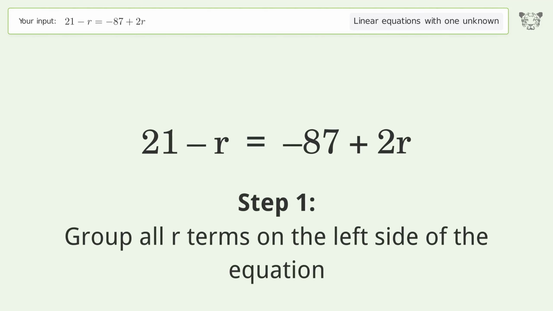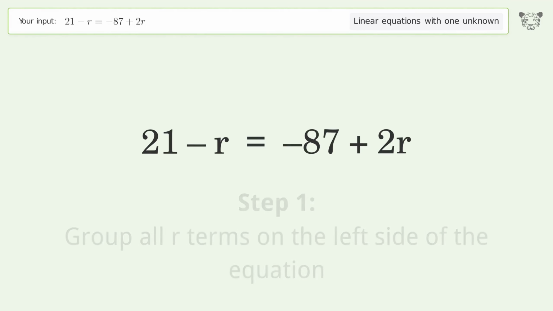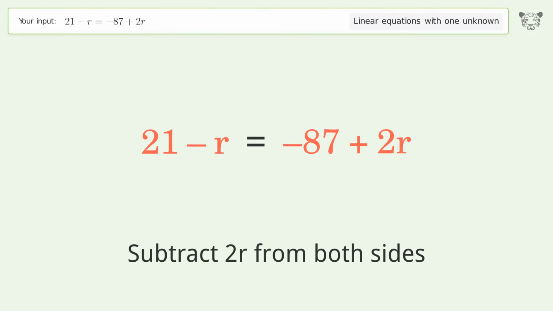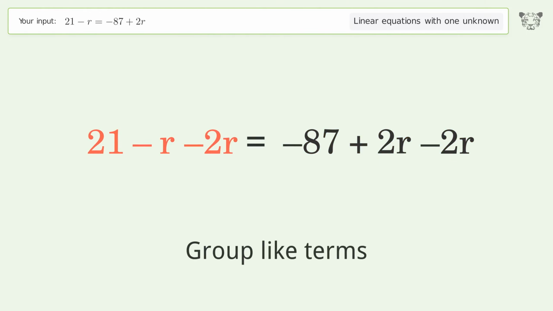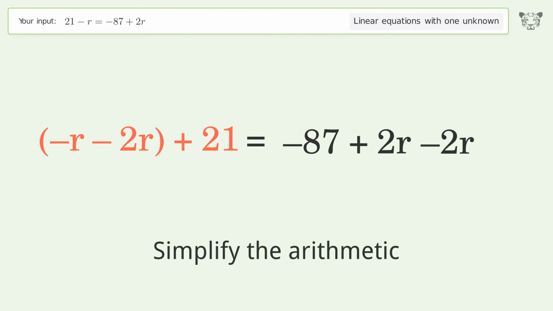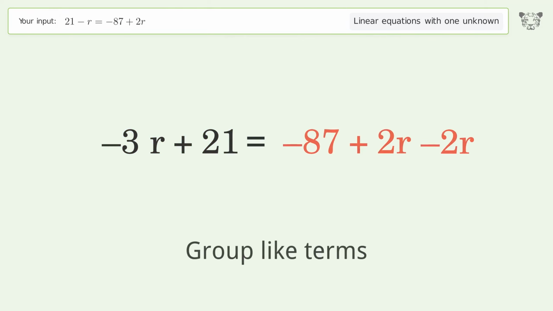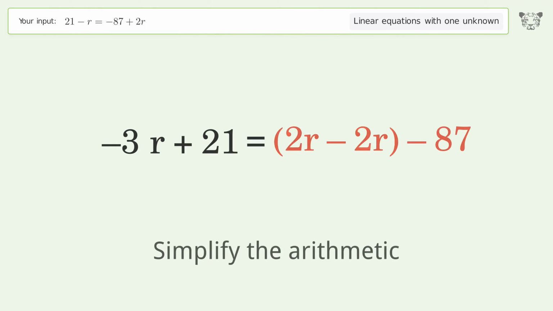Group all r terms on the left side of the equation. Subtract 2r from both sides. Group like terms. Simplify the arithmetic. Group like terms. Simplify the arithmetic.